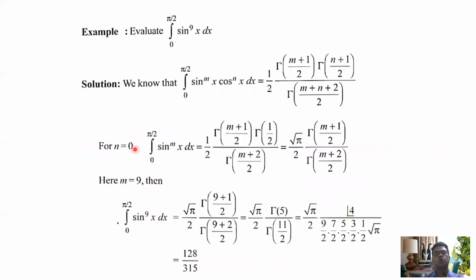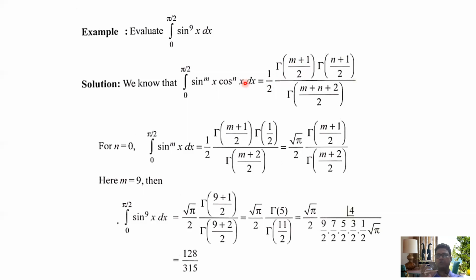Next, you can check that sine is present but cosine is missing. So the integral from 0 to pi by 2 of sine to the power 9 x dx. Already you know the integral from 0 to pi by 2 of sine to the power m x and cos to the power n x dx equals half gamma of (m plus 1) by 2.